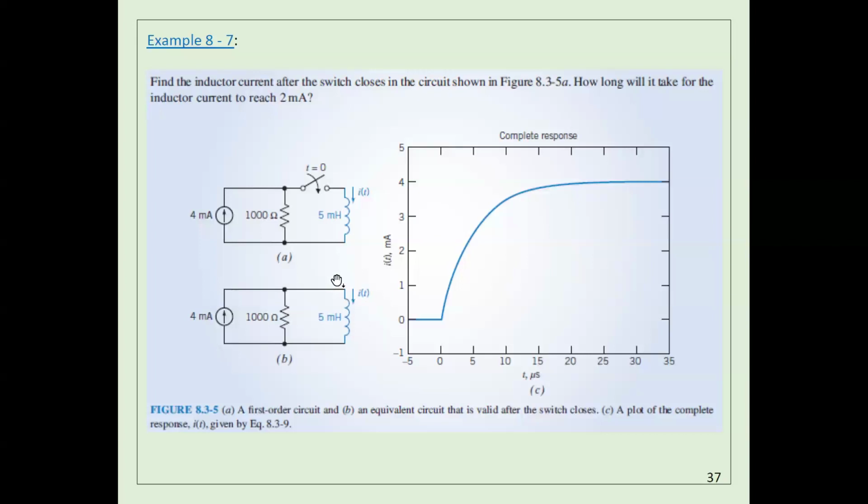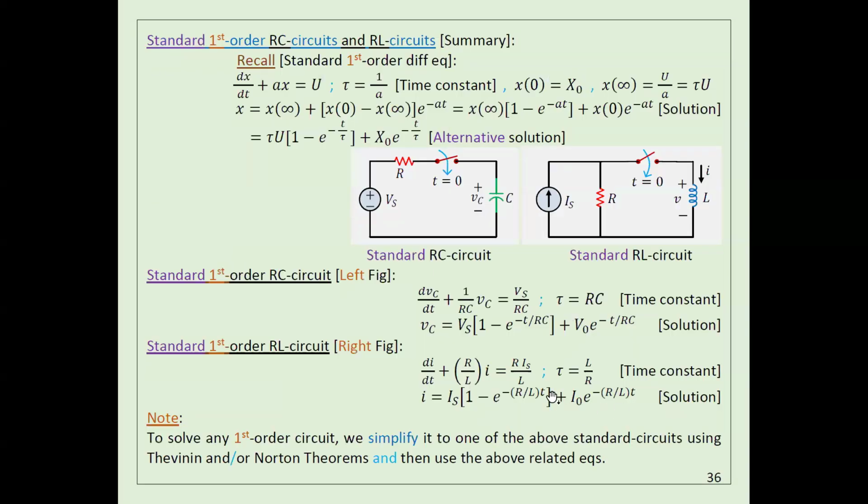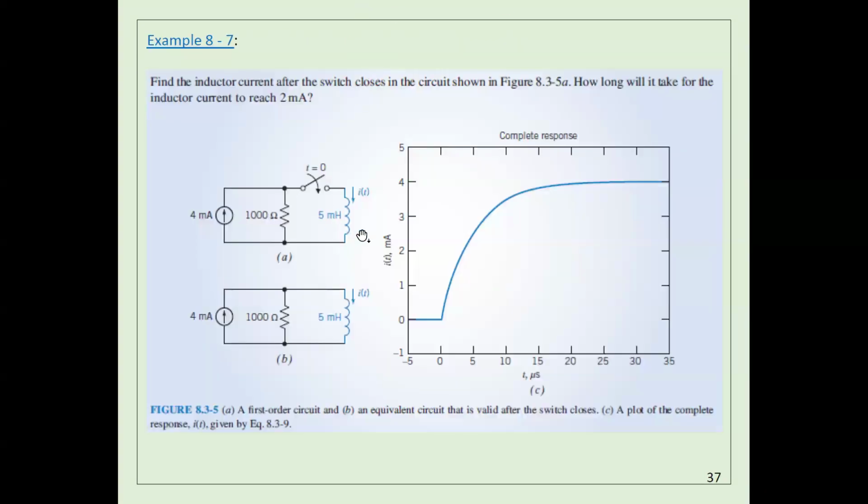Now at time 0, we connect this one. This is very straightforward. Why? Because you have R, you have L, you have IS, and you also have I naught. All you have to do is use the formula. You have IS, R, L, and I naught, so just plug in here and you can get I. You have another formula for V. So that's what I did here.